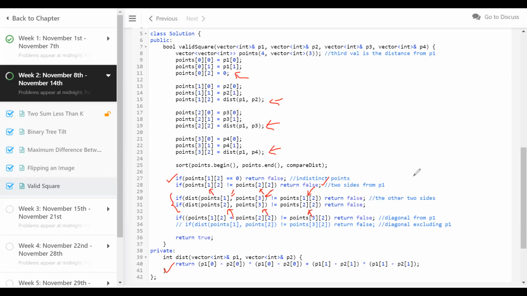The other two sides I'm going to make sure. Then I'm going to make sure whether the diagonal distance is also the same. We already know the diagonal distance has to be, as an interim, the square of the distance is what I'm taking care of here. So if the sum of the distances to the second and third points, points of 1 and points of 2, is not equal to the distance to the third one, then it's not actually a diagonal, right? So that's why I'm going to return false, right?